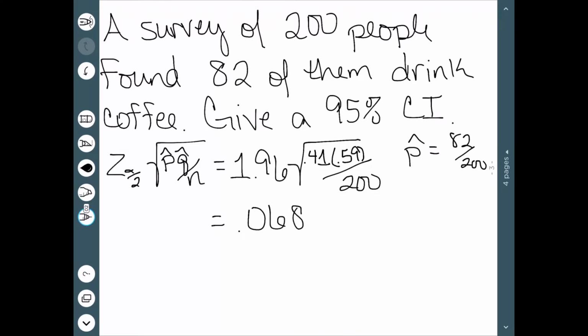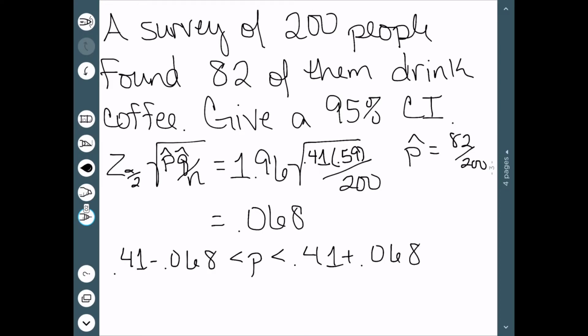So my actual proportion would be that 0.41, the 82 over 200, minus 0.068 is less than the actual proportion, which is less than 0.41 plus 0.068. So if I work that out, I get the proportion is actually somewhere between 0.342 and 0.478, or somewhere between 34.2% and 47.8%.